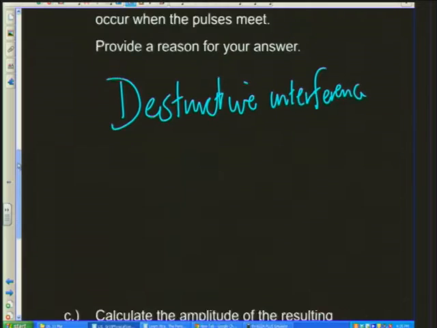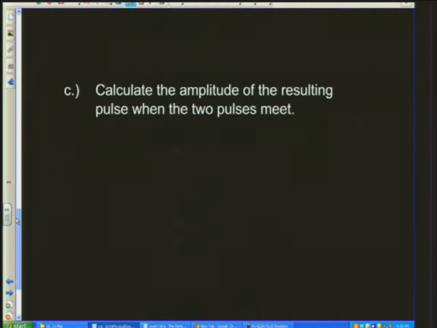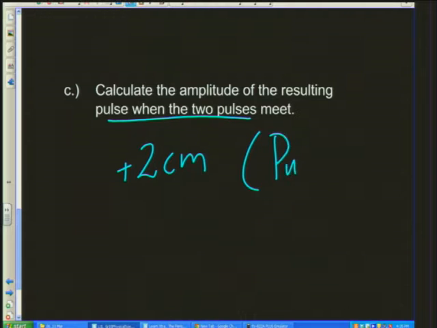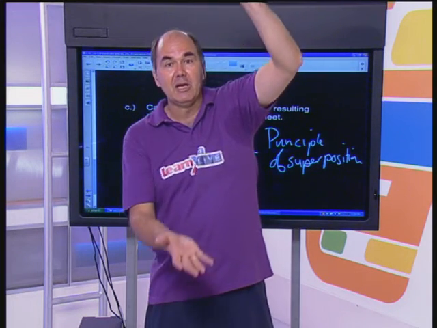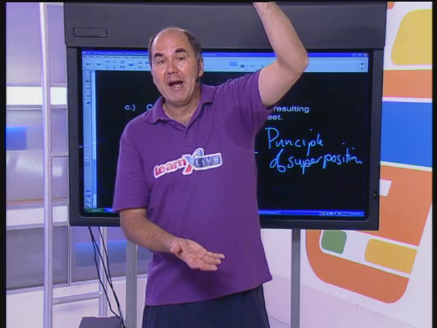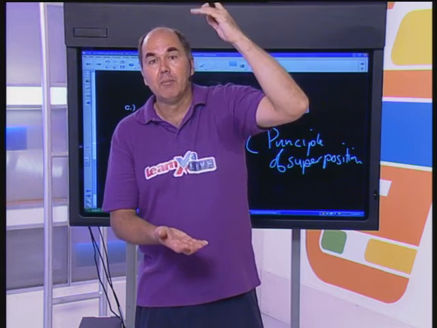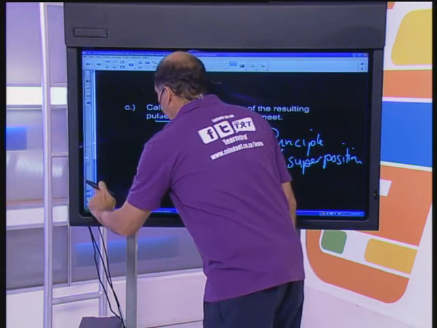And the last part of this question, I think, now there's one more, is calculate the amplitude of the resulting pulse when the two met. Well, we've done it already. It's going to be plus 2 centimeters. We use the principle of superposition. Very important principle, superposition. We say what's happening is the one is going, the particles are being pushed up by 5, the others are pulling down by 3. Add the two together, negative 3 plus positive 5 gives you positive 2. And that's where we get the answer.